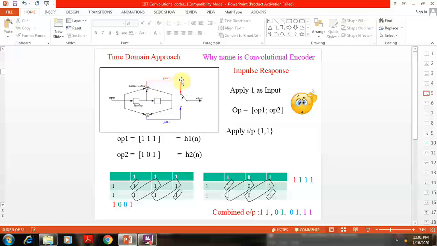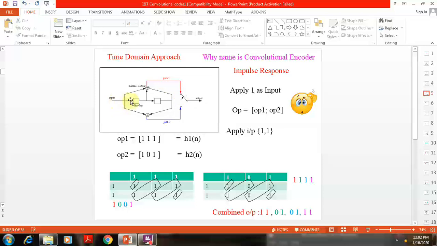Now there are two branches of the circuit. I have output coming from the upper branch and I have output coming from the lower branch. So we expect two impulse responses because the upper branch will behave as one particular system, and the lower branch will behave as another system. So if you have two such parallel outputs, we expect two different impulse responses. The impulse response is also called the generating function in the technical terminology of the convolutional encoder. So let's find the impulse response of the upper branch. So I apply 1 here. We assume that the system is at rest.